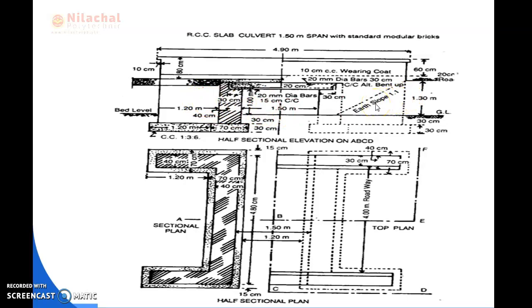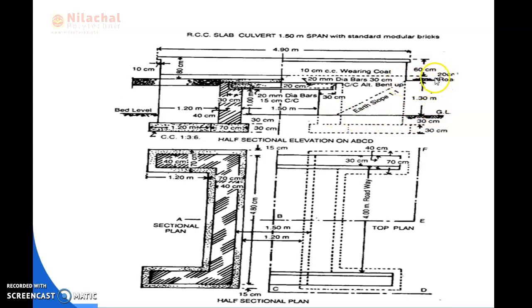The earth slope contains two sides in a phase. Here the slope ratio is 1:1, so it means horizontal to vertical. 1:1 means horizontal is equal to vertical. Here the vertical distance is 1.3, which means the earth slope horizontal distance is also 1.3.